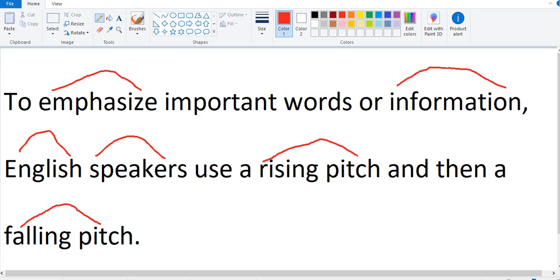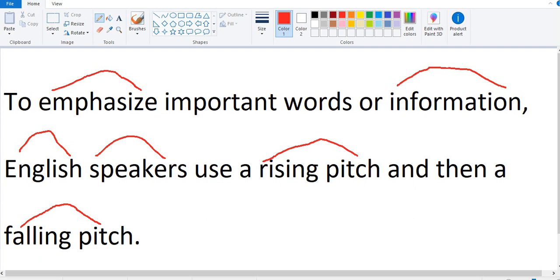I've been slowing down to exaggerate pitch, but let's hear it more naturally now. Naturally, this sentence sounds like, to emphasize important words or information, English speakers use a rising pitch and then a falling pitch. So, as you can see, in more natural speech, that rise and fall is more subtle. But you should be able to hear it, even when I read that sentence that most recent time. So hopefully that helps you understand the concept of rise and fall in English.